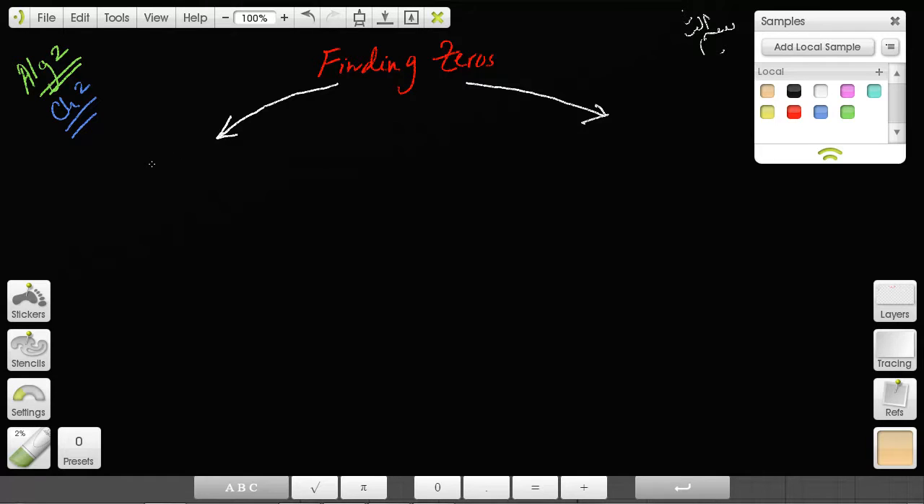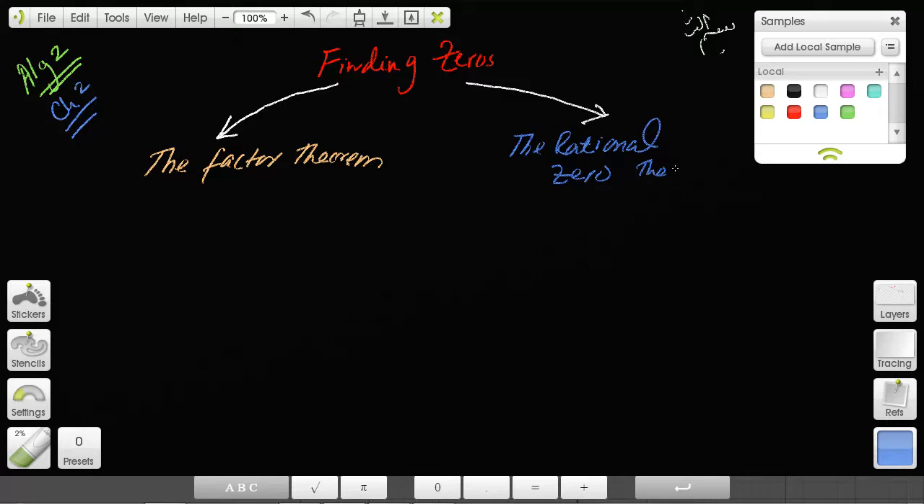The first one, which we have already talked about, is the factor theorem. I'm going to review this before I go on. And then the second one is called the rational zero theorem. Now, these two theorems are basically how we're going to go about finding the zeros of a polynomial function.